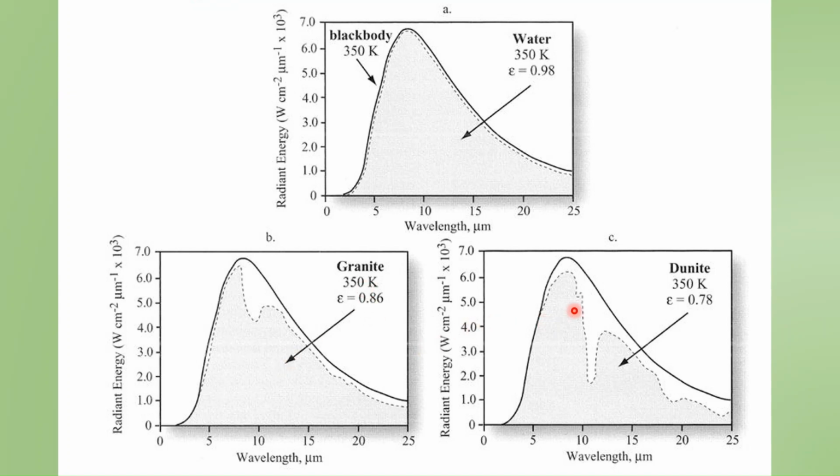Similarly, in the third case for the dunite, we can see that the thermal emission, or the amount of radiant energy, is less in comparison to the amount of radiation from the black body. And here we can see there is a large dip around the 10 micrometer wavelength range, and at this particular wavelength the emissivity of the dunite is 0.78.